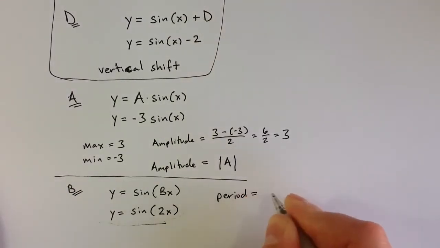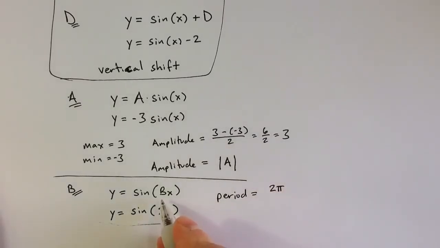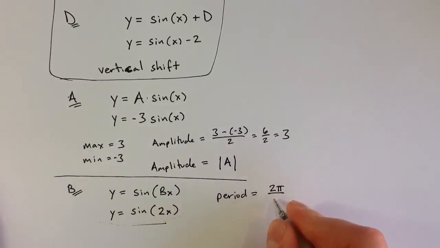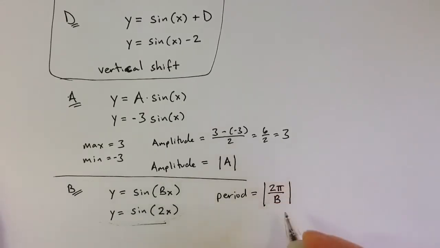So in general, the period is 2 pi. If I introduce a value b like this, it's going to shorten the period. It's going to speed up how quickly we go through a cycle. And so a formula for the period is 2 pi divided by b. So in this example, the period here is simply pi, 2 pi divided by 2.